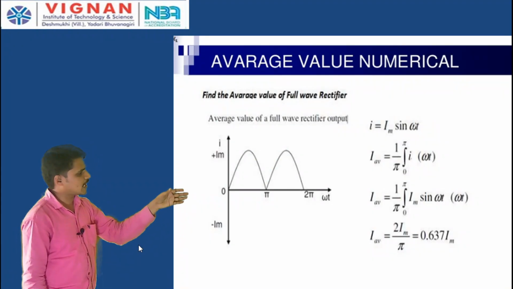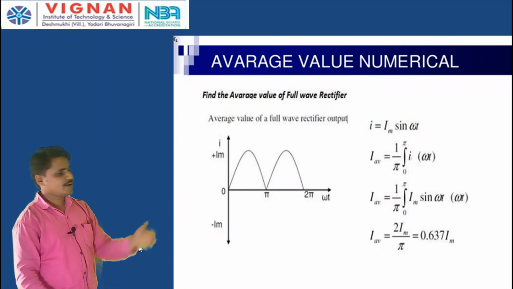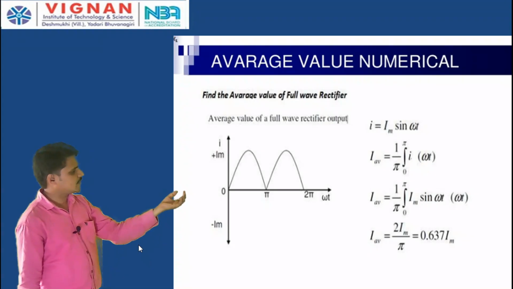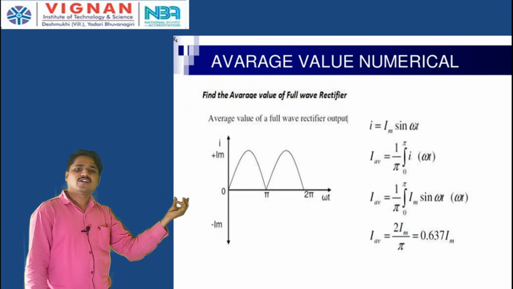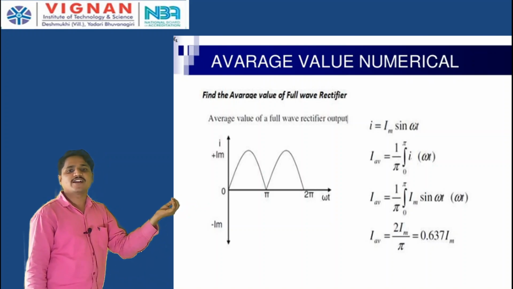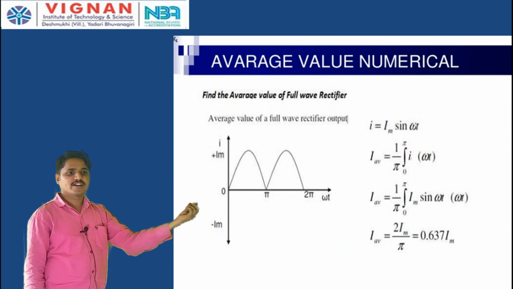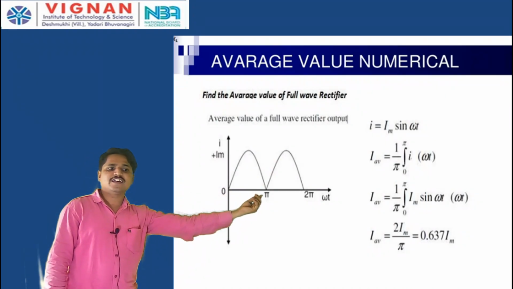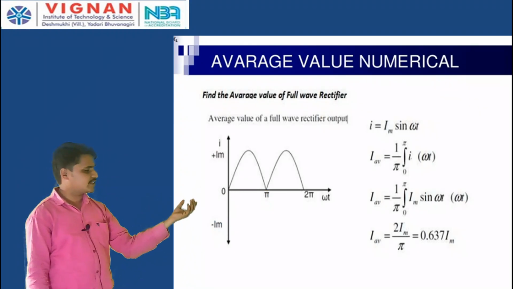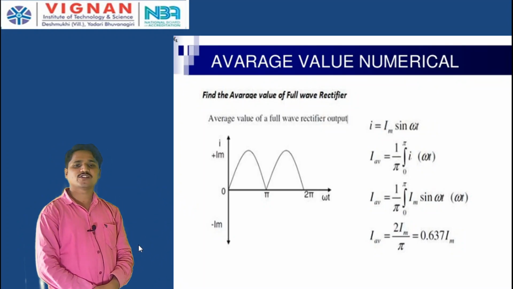Now, how to find the average value for the given waveform? You know that it is a sinusoidal waveform, and it is a current waveform, so I is equal to Im sin omega t. Now, what is the time period here? The time period is one complete cycle, meaning the cycle should not repeat. From 0 to pi the cycle comes, and again from pi to 2 pi the cycle is repeating. Therefore, the time period is pi, that is, 0 to pi is the time period.